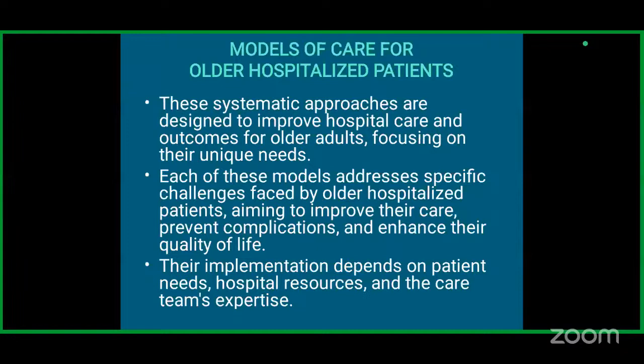Moving to our third objective for today, the models of care for older hospitalized patients. These are systemic approaches designed to improve hospital care and outcomes for older adults, focusing on their unique needs. Each of these models addresses a specific challenge faced by older hospitalized patients, aiming to improve their care, prevent complications, and enhance their quality of life. Their implementation depends on the patient needs, the hospital resources, and the care team expertise.